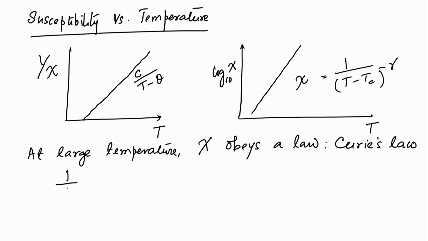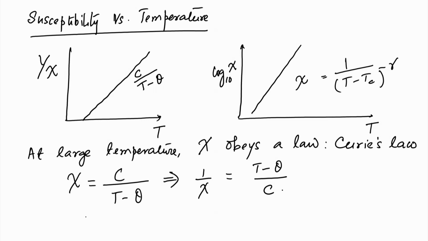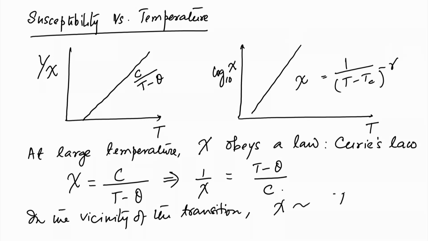And so, this can be written as chi is equal to C divided by T minus theta. So, that tells us that 1 over chi goes as T minus theta divided by C. And also, in the vicinity of the transition, which occurs at a temperature T equal to T c, the chi actually goes as T minus T c divided by T c whole to the power minus gamma, and this will tell you, as I told, about the universality class of the transition.